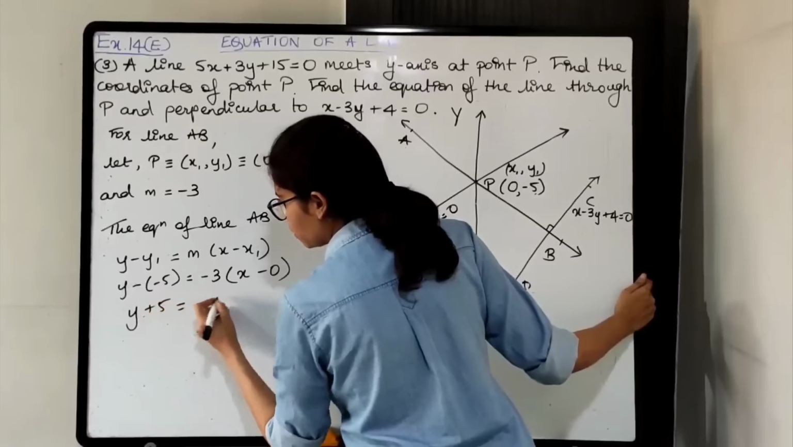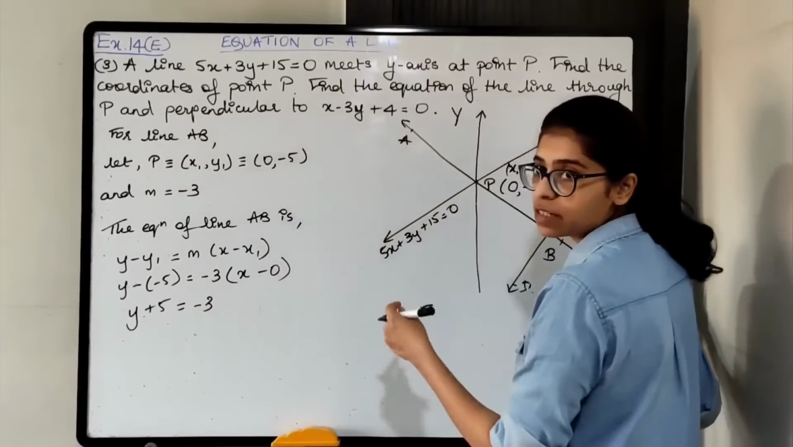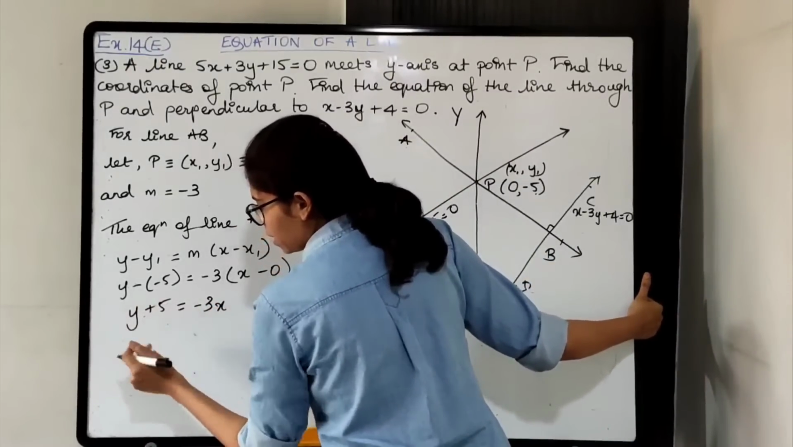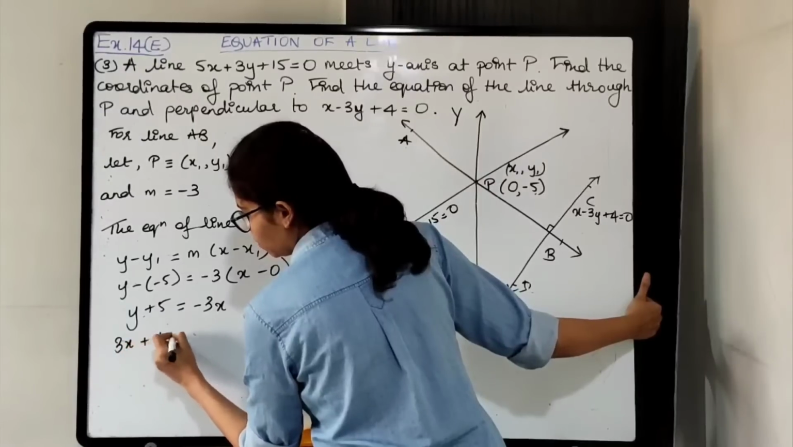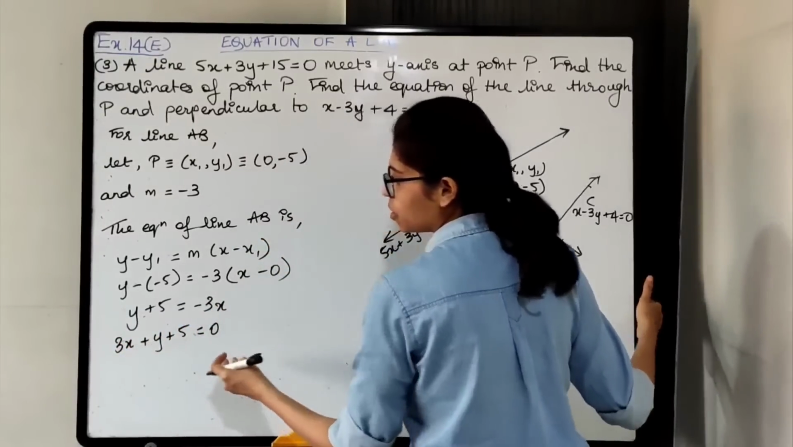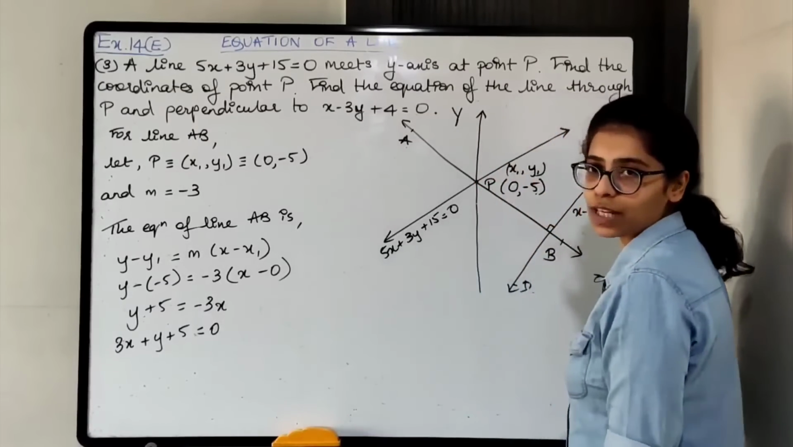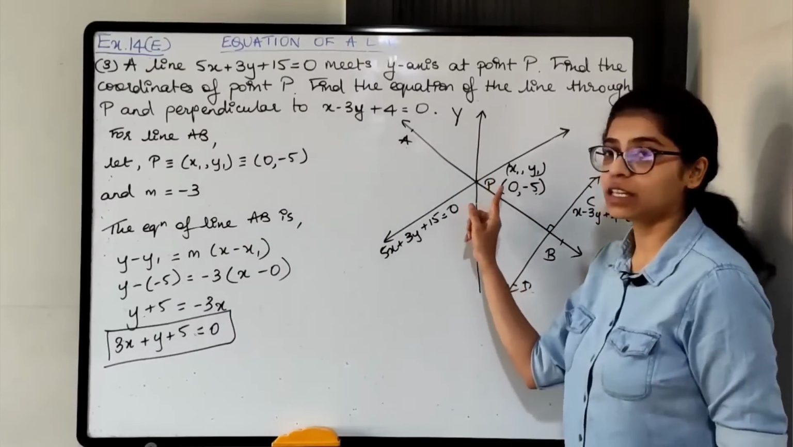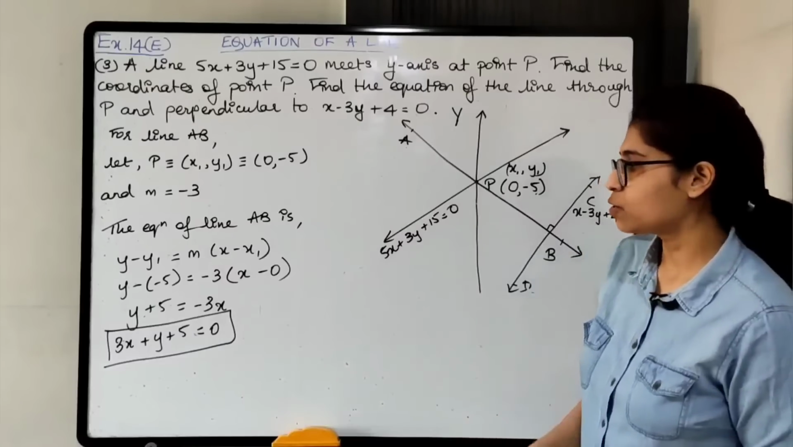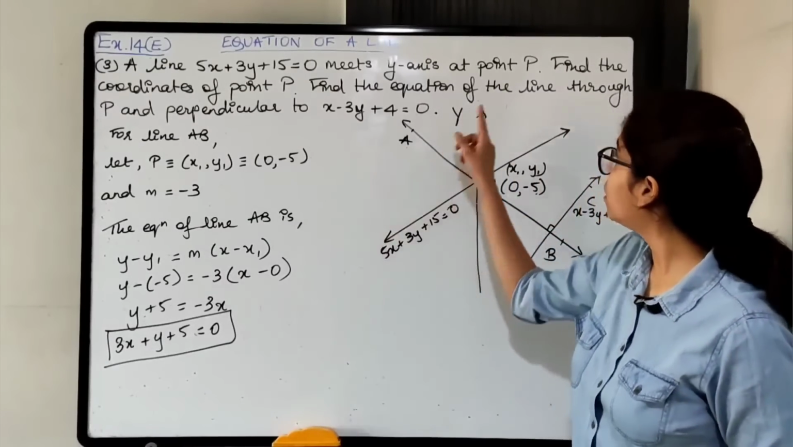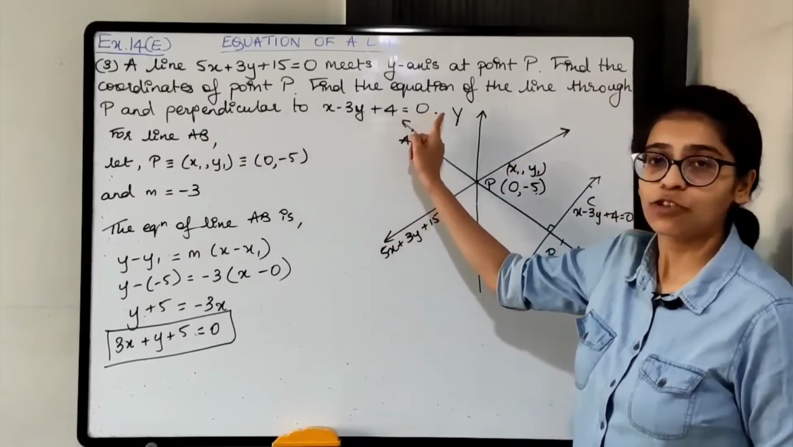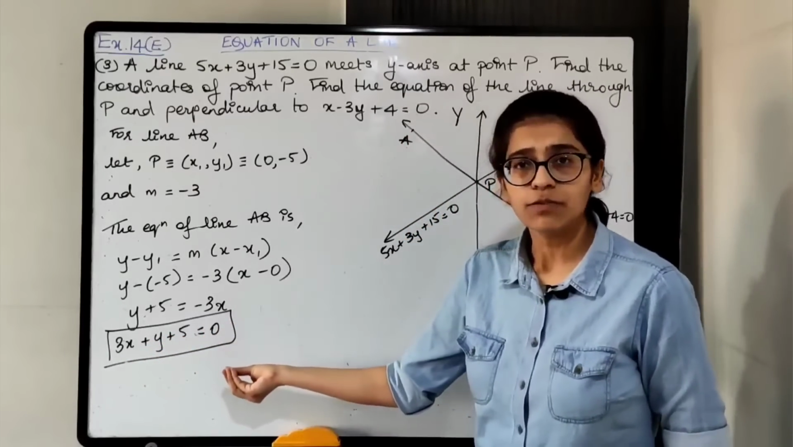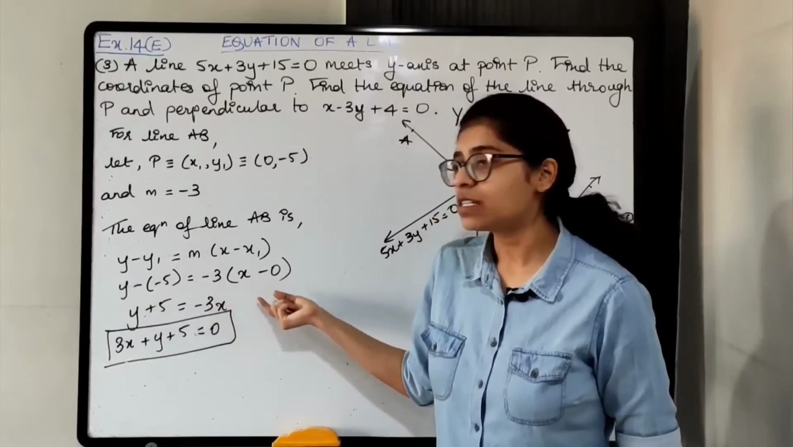Minus minus becomes plus. Here -3 into x minus 0 is -3x. Okay, so -3x I'll shift over here, so we'll get 3x plus y plus 5 equal to 0. Since it was negative, to make it positive I shifted it over here. This will be the equation of line AB. Box this. We found the equation of line AB which is passing through point P (0, -5). So write down the final statement. The equation of the line through P and perpendicular to x minus 3y plus 4 equal to 0 is 3x plus y plus 5 equal to 0. You can keep it in standard form also. In standard form it will be y equals -3x minus 5.